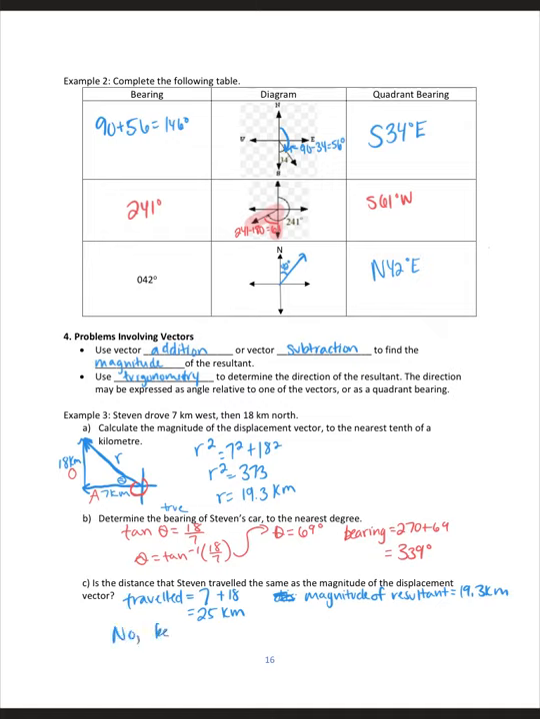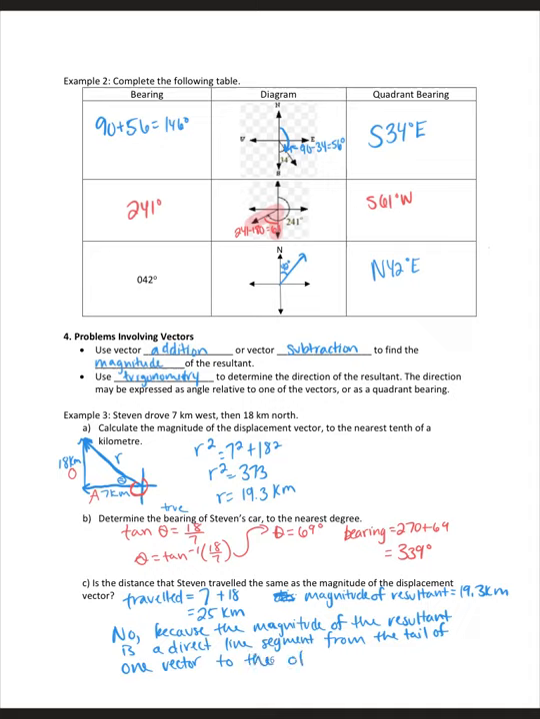And we can say no because the magnitude of the resultant is a direct line segment from the tail of one vector to the head of the other. Right, we're drawing the shortest distance possible from where we started to where we ended. Whereas the distance he traveled, he went around some corners, right? He didn't take the direct line segment there. Okay, let's look at one more example.